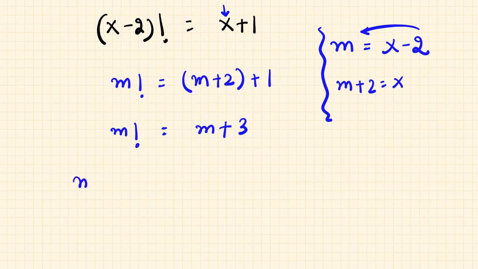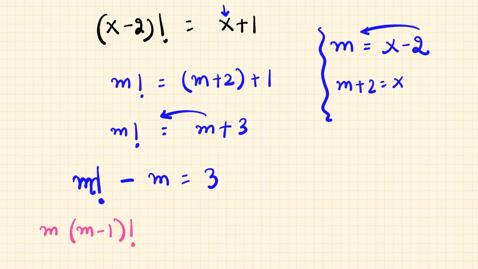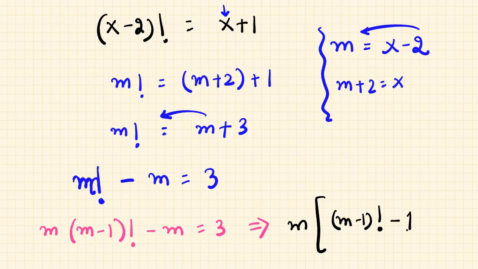Okay, so continuing, if this is m plus 3, m factorial minus this m is equal to 3. This m just went there and became negative, right? Again I can open it as m times m minus 1 factorial minus m is equal to 3. That would become m common, m times m minus 1 whole factorial minus 1 is equal to 3. I hope till here it makes sense. I took m common.